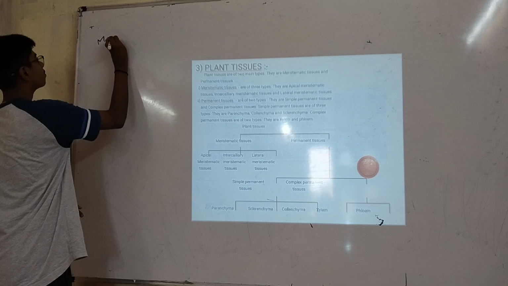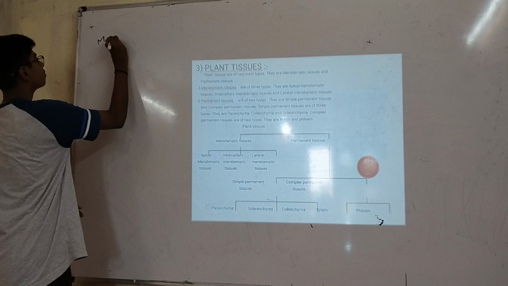And we learn about lateral meristematic tissues. Lateral meristematic tissues help in increasing the girth of stems and roots, and they are present on the sides of the stem and roots. So what are intercalary meristematic tissues? They help in the internodes and help in the growth of the plants. They are present at the base of the leaves. So they support the whole plant, because they are present at the base of the plant.